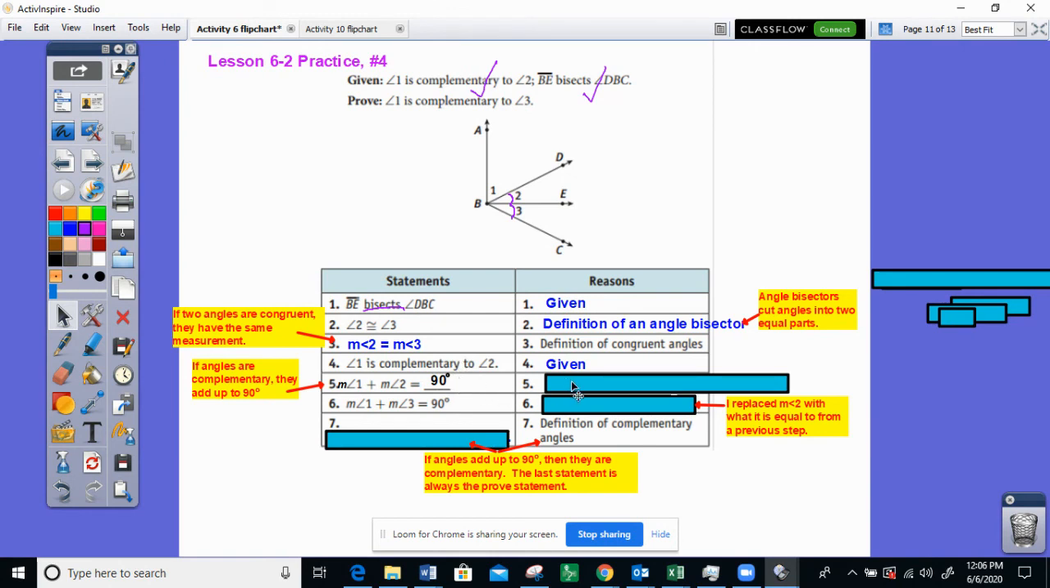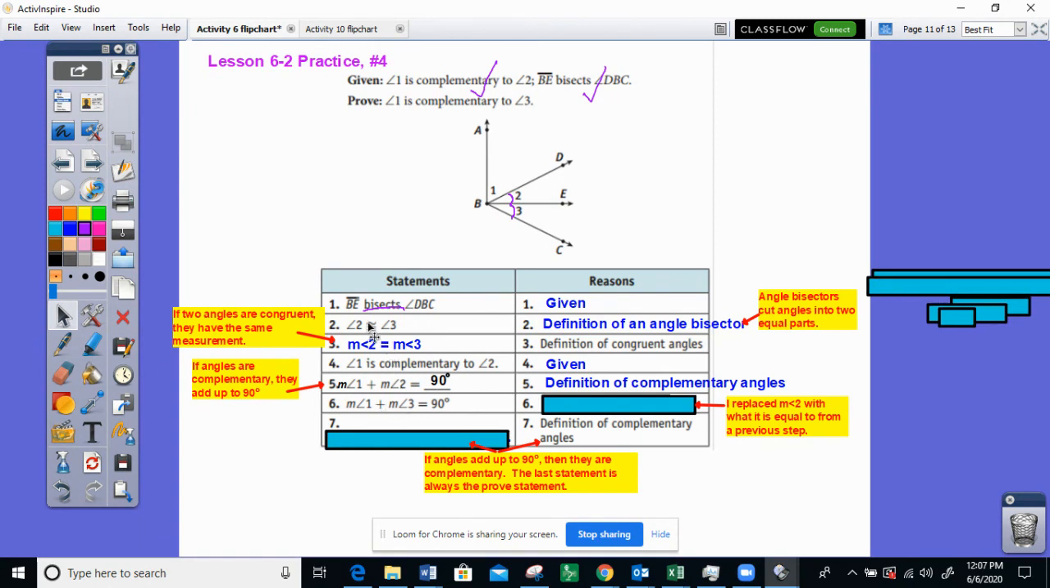How do we know that? It's because we know what complementary angles are. Is that going to be a definition, a postulate, or a theorem? Well, just like we use the definition of angle bisector for reason 2, this is going to be the definition of complementary angles.